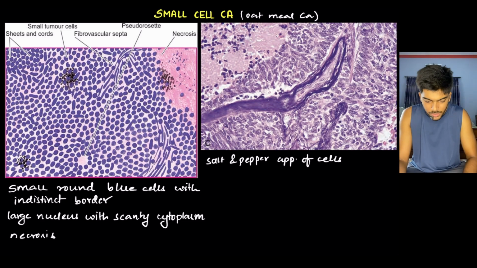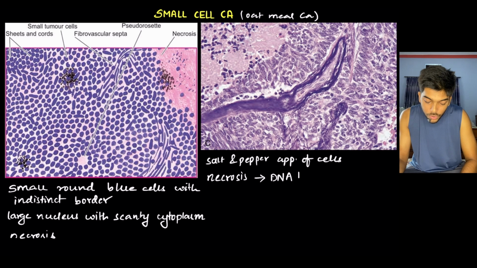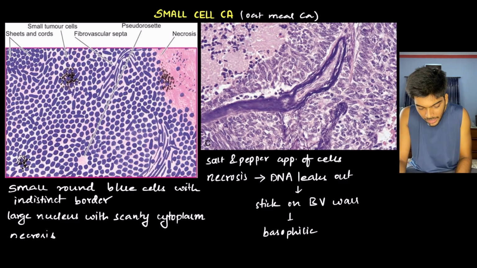Why? This is the reason why. I said that the necrosis part is important, right? This is why. Due to the necrosis of the tumor cells, the DNA from inside the tumor cells leaks out. And this DNA sticks on the blood vessel wall. As a result, the blood vessel wall appears blue or basophilic. This effect is referred to as Azopardi effect. Very important, Azopardi effect.